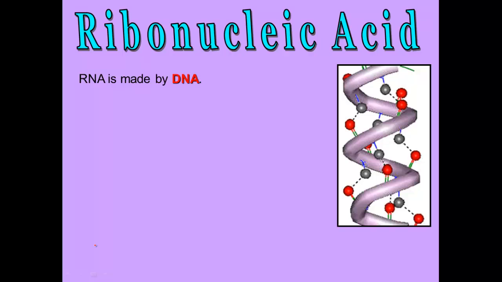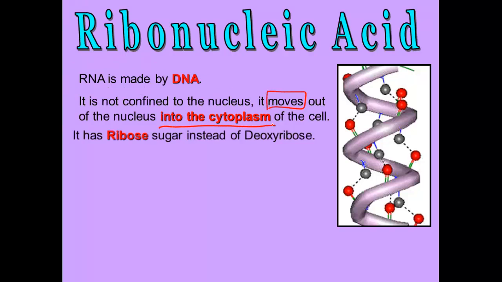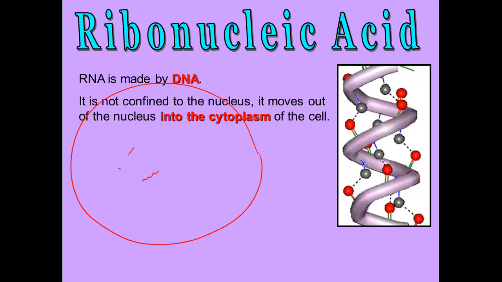Now let's talk about RNA for a little bit. RNA is made by DNA. So RNA is really just a copy of one section of a DNA molecule. What's different about RNA is that it doesn't have to stay in the nucleus. It can actually move out of the nucleus and go into the cytoplasm. So you see here the nuclear pore, the nuclear envelope, and the RNA can go outside through a pore, and then it's going to go out and it's going to find itself a ribosome. And the ribosome will help the RNA make a protein.